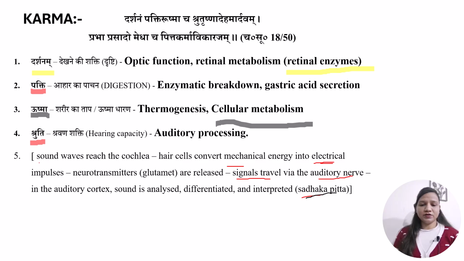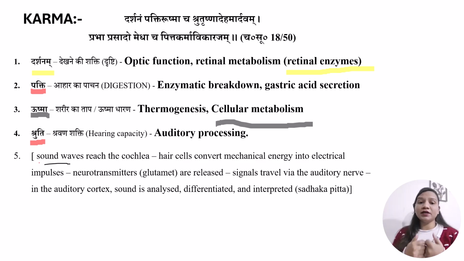Let me erase it first. Okay, so how does the process happen? Firstly, sound waves reach the cochlea. It is due to the Vat dosh. Then the cochlear hair cells transform that mechanical energy into the electrical impulse. This happens due to Pitta dosh.